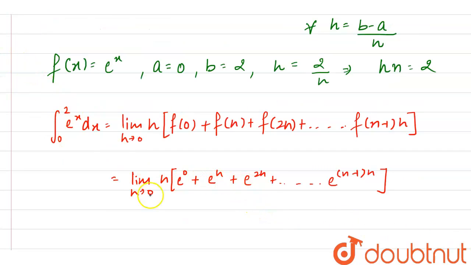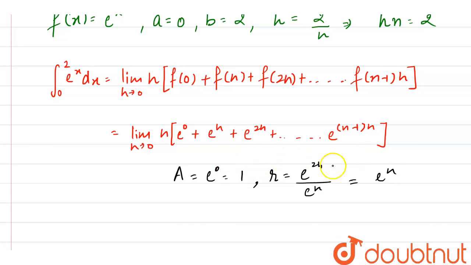Now we can clearly see that this forms a GP. Here our first term, denoted by capital A, is e raised to power 0, which is 1. The common ratio r is the succeeding term divided by the preceding term, a2 by a1 or a3 by a2, so e raised to power 2h by e raised to power h. This means r is equal to e raised to power h.